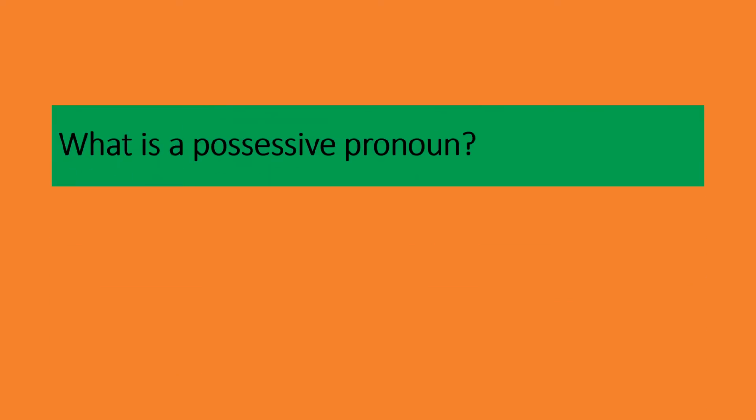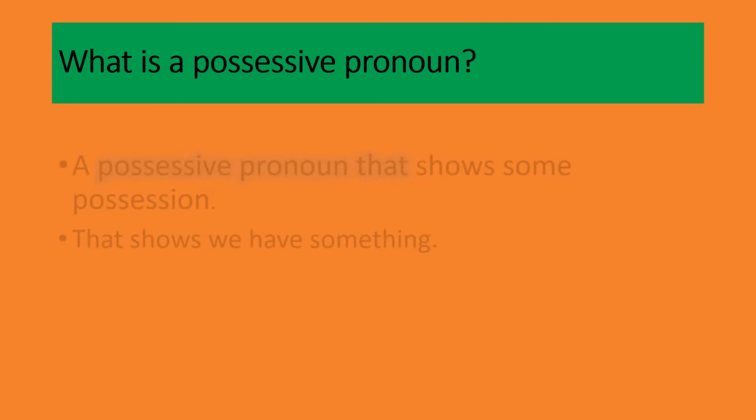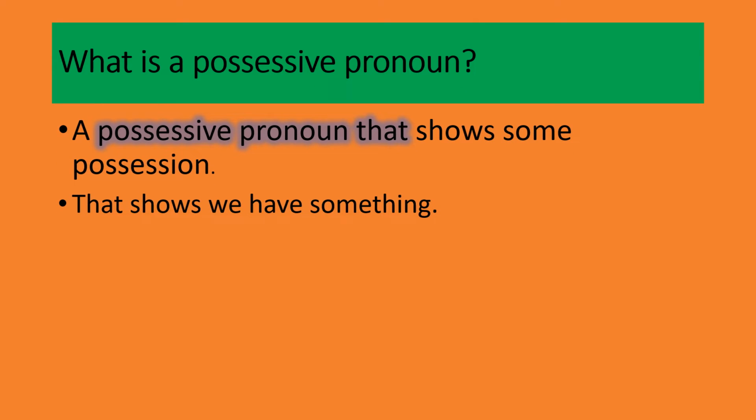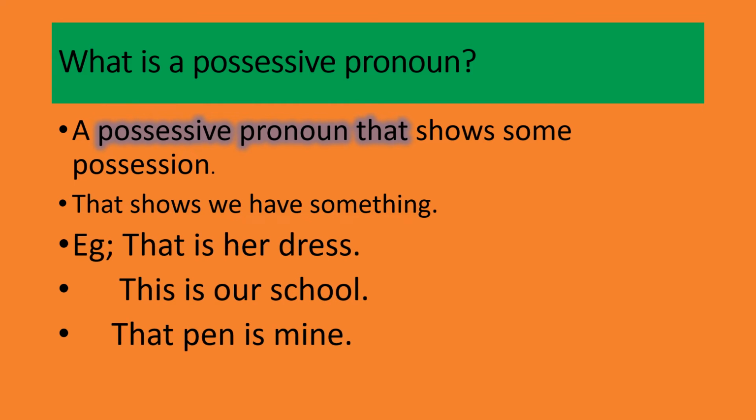Now let's look at possessive pronouns. What is a possessive pronoun? A possessive pronoun shows possession. Possession means that it shows what we have. We are talking about what we have. Okay, let's see the examples. That is her dress. Whose dress is that? Here her is the possessive pronoun.